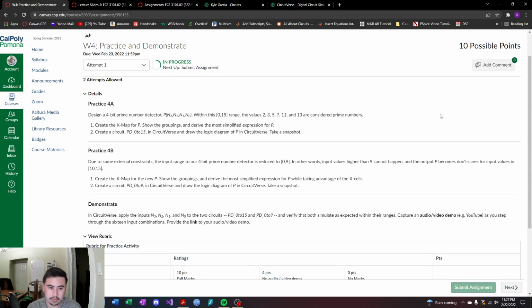My name is Kyle Garcia. Within this practice and demonstrate, we are tasked with designing a 4-bit prime number detector. It's going to go between the range of 0 to 15, and it's going to return a 1 for any prime numbers within that data range. So for 4A, we have to actually create a K-map first.